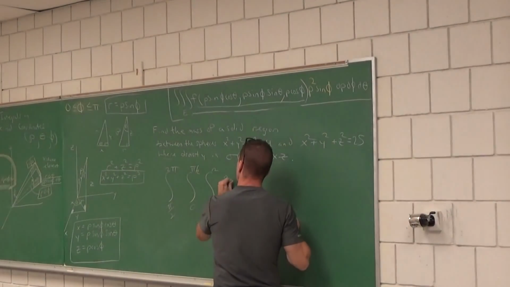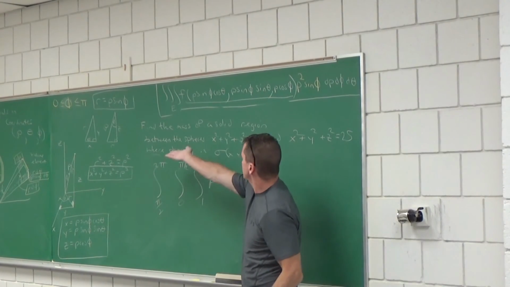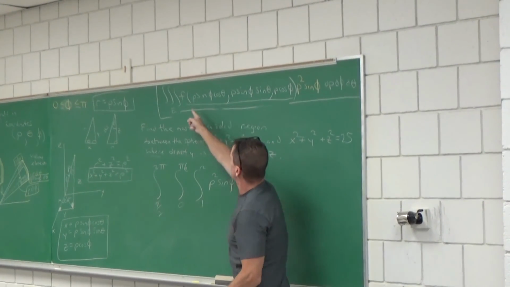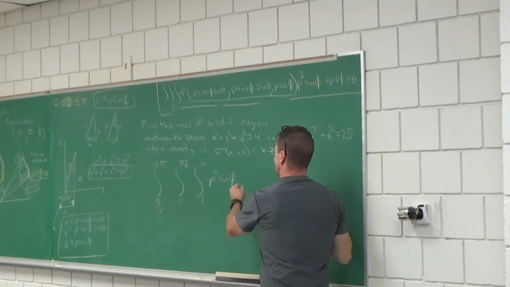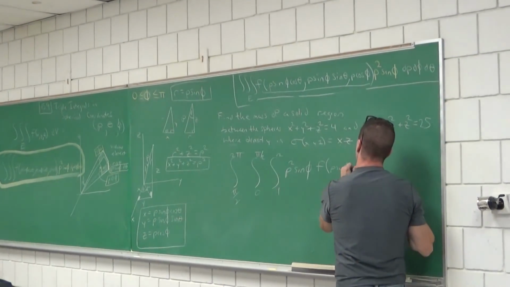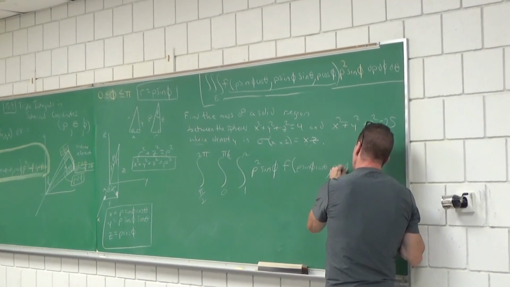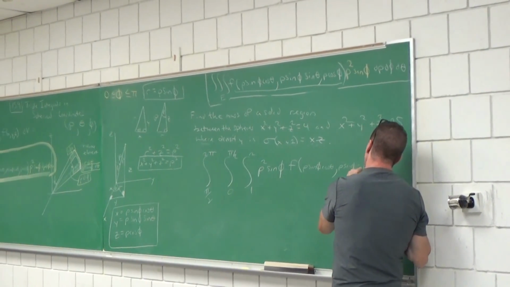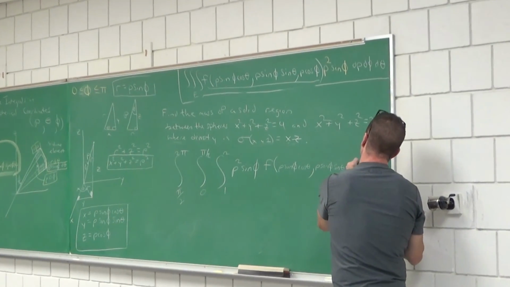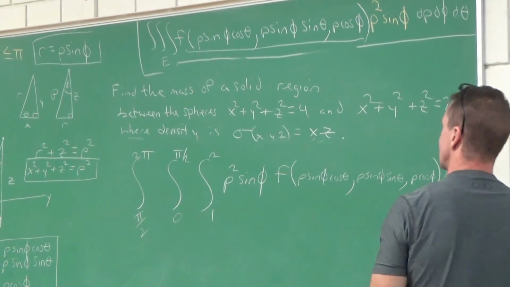This is automatic. But then he said just set it up for an arbitrary function, so I'll just write this. Function of that. I'll just add it. Here, function of rho sine phi cos theta, rho sine phi sine theta, rho cosine phi, d rho d phi d theta.